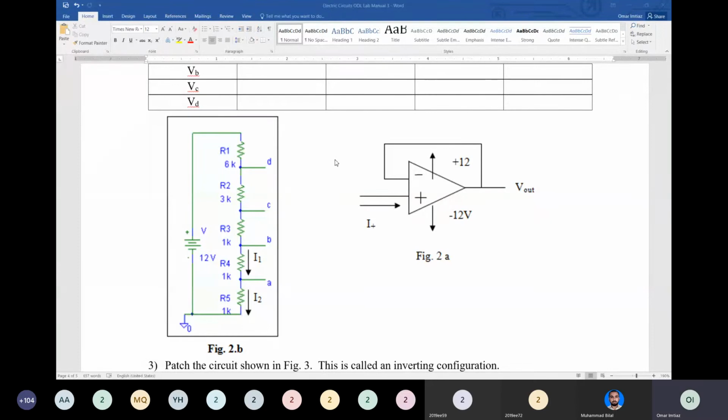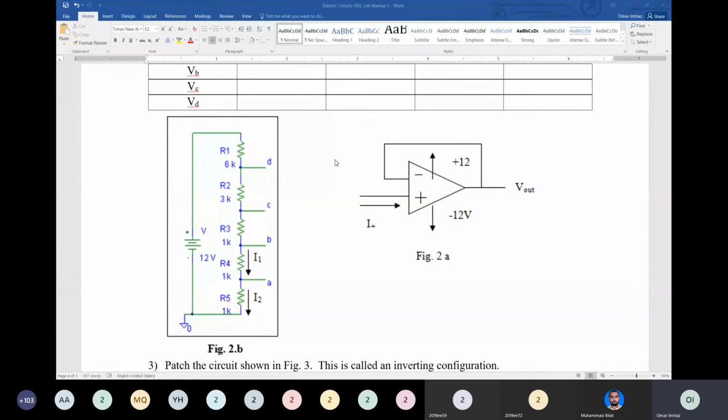When I disconnect point A and connect point B to the non-inverting terminal, I should have 2 volts on the output, because now the voltage is being measured between B and ground, and there are 2 volts between those 2 points. When I disconnect B and connect C to the non-inverting terminal, I should have 3 volts. And similarly, when I connect D, I should have 6 volts at the output.